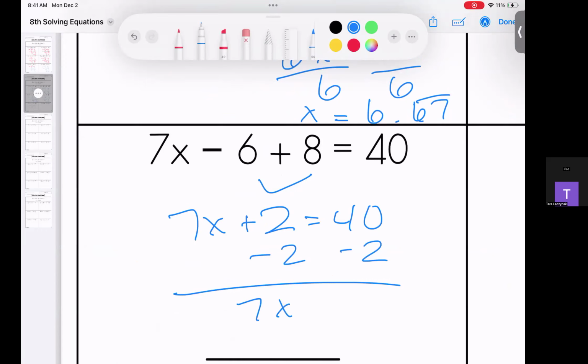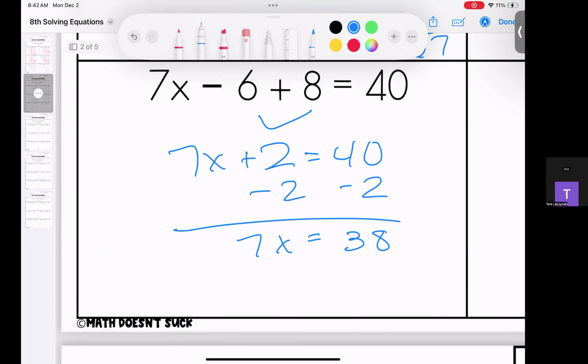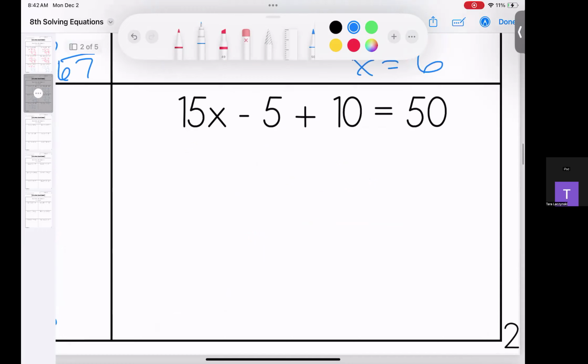Subtracting, 7x is equal to 38. Oh, no, I did it again. X is equal to 5.43. We're going to round it. All right, +5.